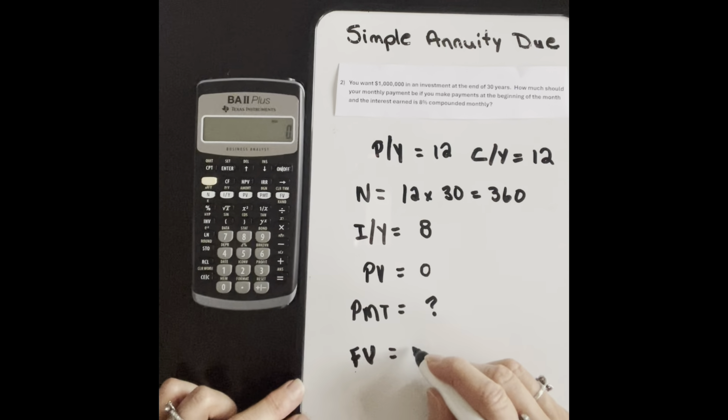Let's start with P per Y. It was 12 in our last example, so it should still be 12, but it's always a good idea to check that, and C per Y, and then we can quit.